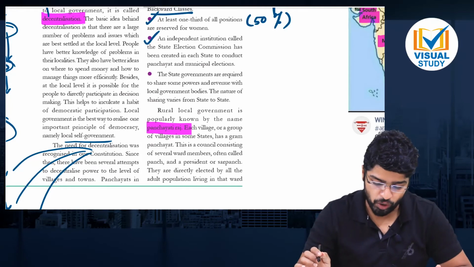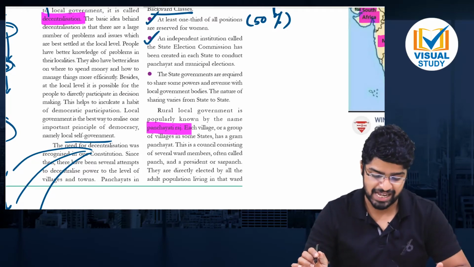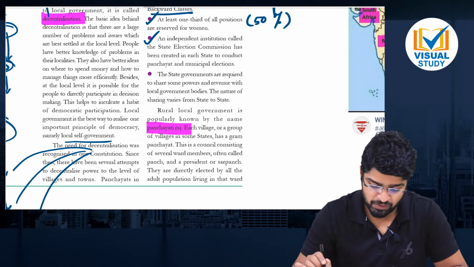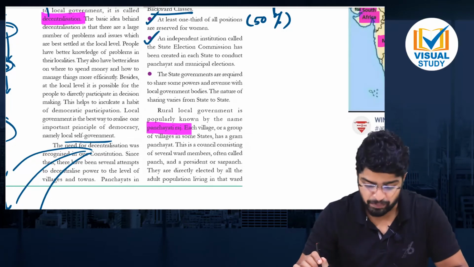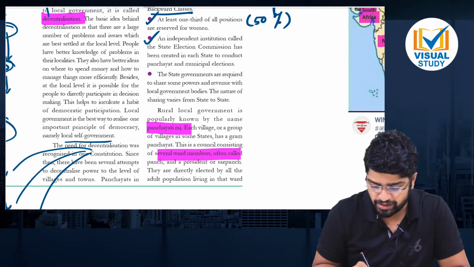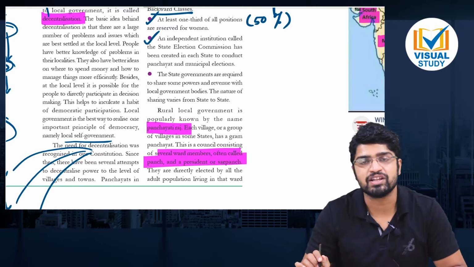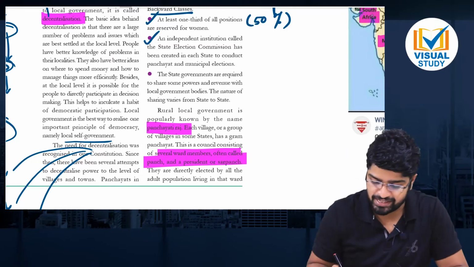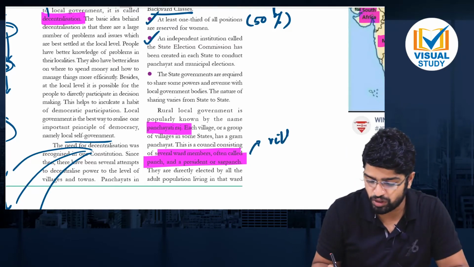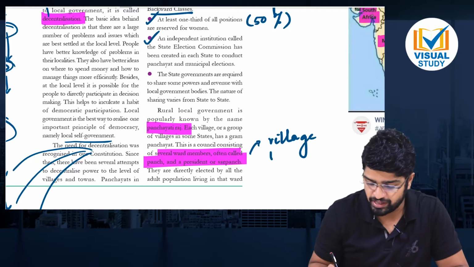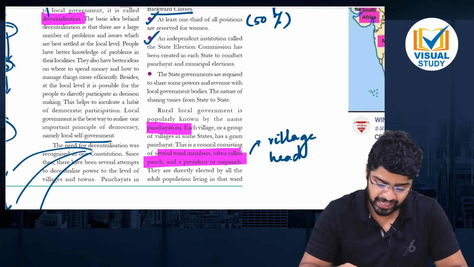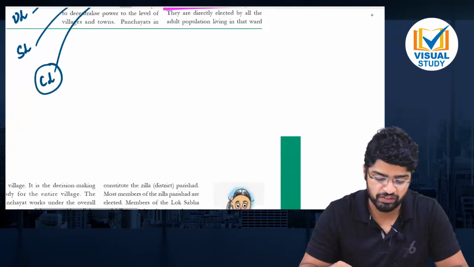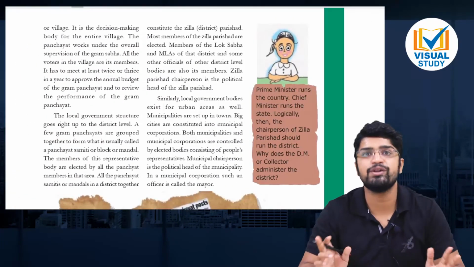Each village or group of villages in some states has a Gram Panchayat. This is a council consisting of several ward members, often called Pancha, and a president or Sarpanch. Clear, everybody? So the Sarpanch, in simple terms, is called the village head. They are directly elected by all the adult population living in that ward. What is a ward? A ward is a locality.